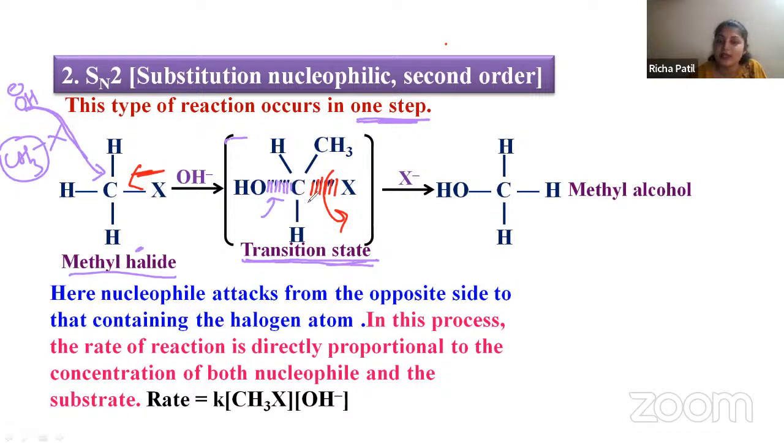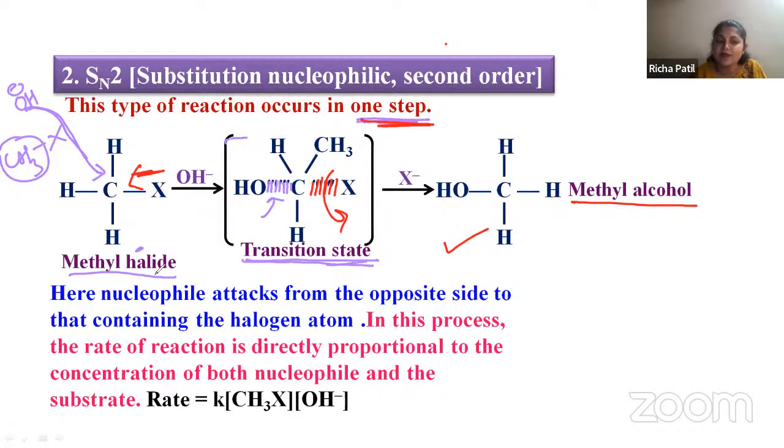Why? Because this carbon is unstable. Why is it unstable? Because it is having a pentavalency. Pentavalency means 5 bonds are formed. So making and breaking of bond takes place simultaneously. Thus it undergoes a transition state. So this will leave, and it forms this product, that is methyl alcohol. So it occurs via one step.